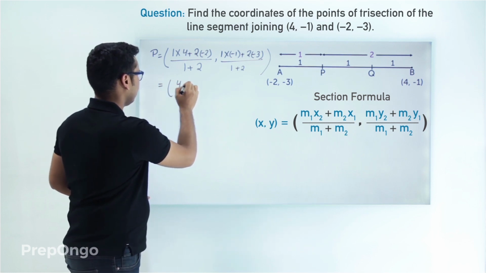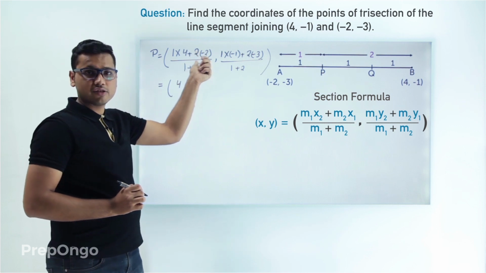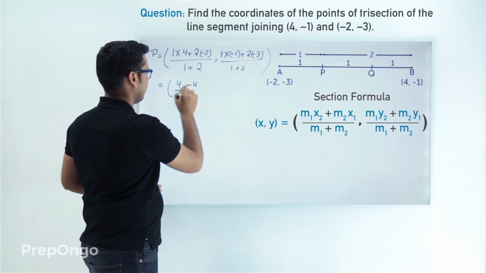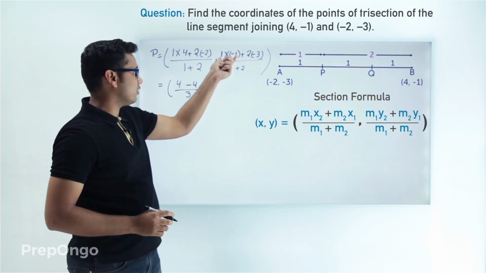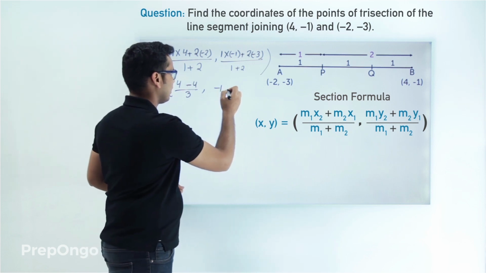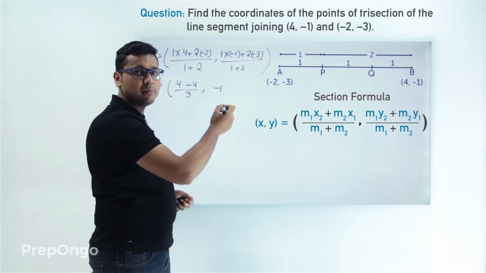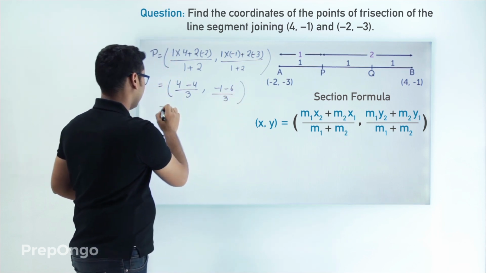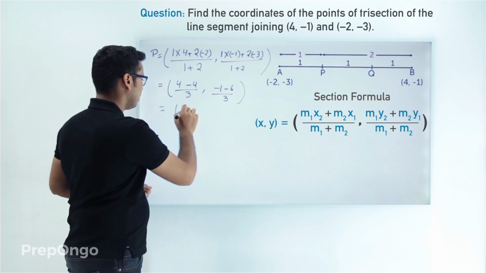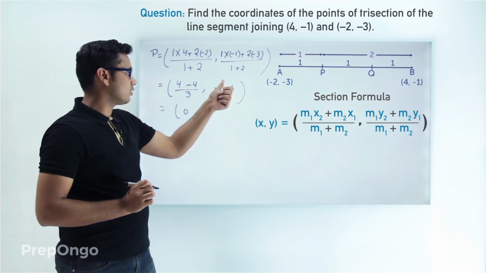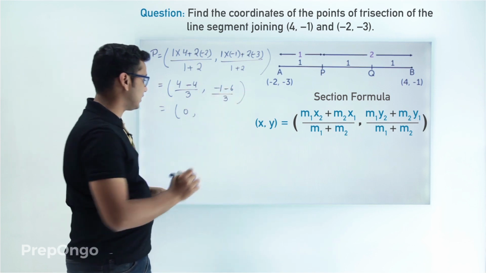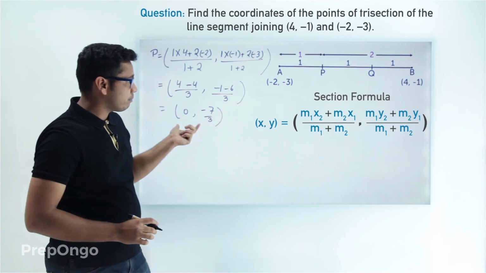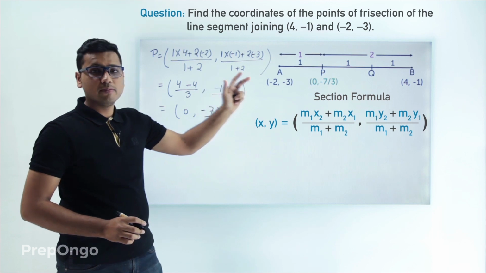Now just solve this and get the value of the coordinates of P. So this will be 4, and 2 into -2 will be -4, so this will come out to be (4 - 4) upon 3, comma. Similarly, this will be -1 and 2 into -3 will be -6, so (-1 - 6) upon 3. Now solve it further. 4 minus 4 will be 0 and -1 minus 6 will be -7, so this will be -7 by 3. So the coordinates of P are coming out to be (0, -7/3).